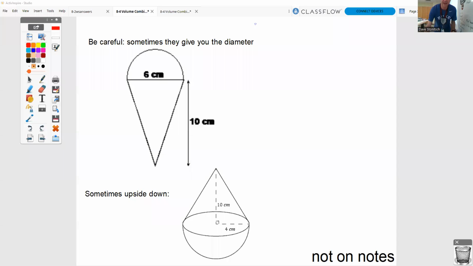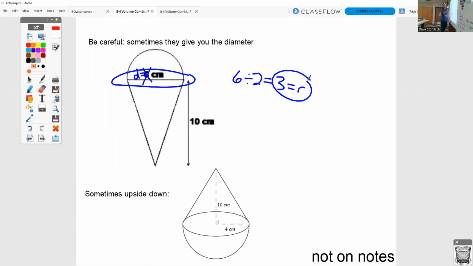Sometimes you need to be careful because they give you the diameter and not the radius. Notice that they're giving you the diameter here. You never want the diameter, you always want the radius. So you wouldn't use the 6 that's there because that represents the diameter. You would have to do 6 divided by 2, which is 3, to use for your radius. So just be careful. Don't just go by the numbers that are on the picture. Sometimes they give you the diameter.